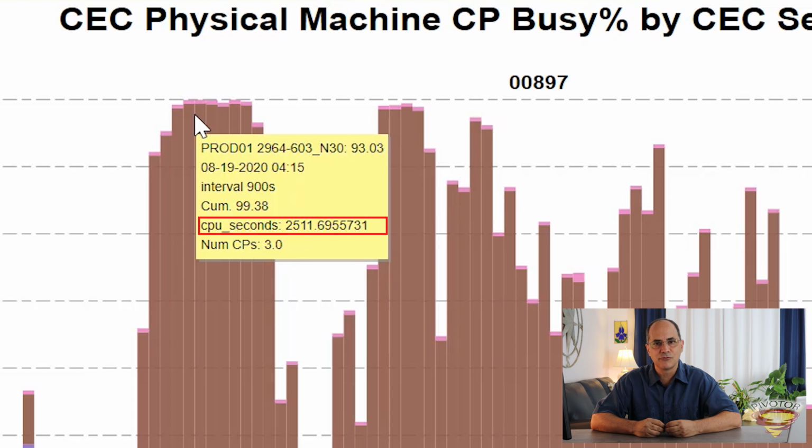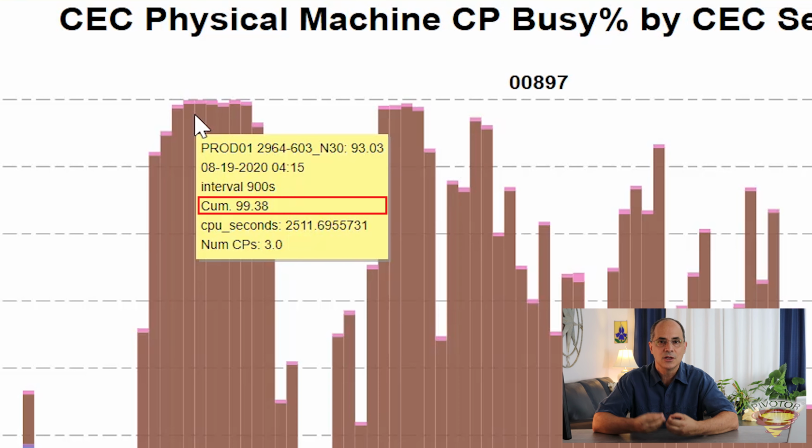We see here that that's representing 2,511 CPU seconds that the logical processors on this LPAR would dispatch to the physical CPUs on this particular machine. So we think of that as our dispatch time. So what we can say now is that 2,511 seconds of dispatch time for this LPAR is representing 93.03 utilization for this LPAR. That's what percentage this LPAR is using of the machine.